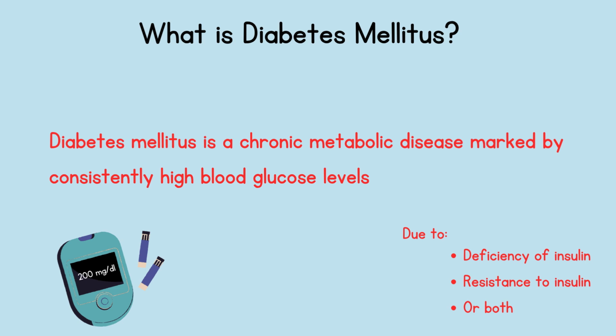Diabetes mellitus is a chronic metabolic disease characterized by consistently high blood glucose levels. This condition can result from insulin deficiency, insulin resistance, or a combination of both. We'll understand this better as we go through the types.